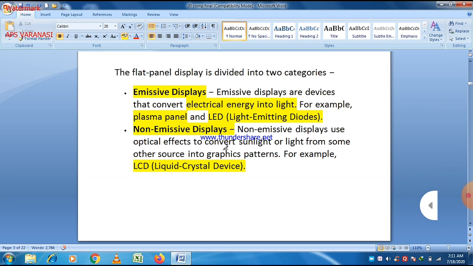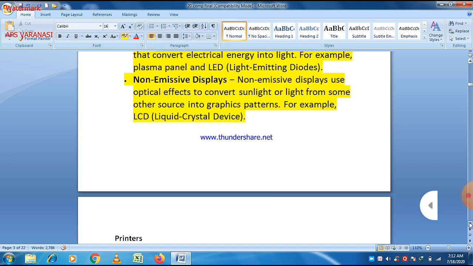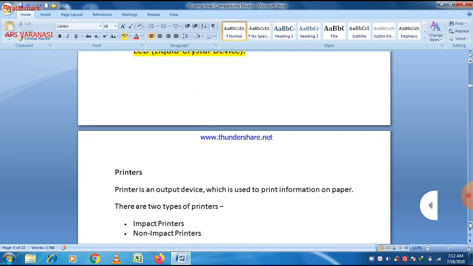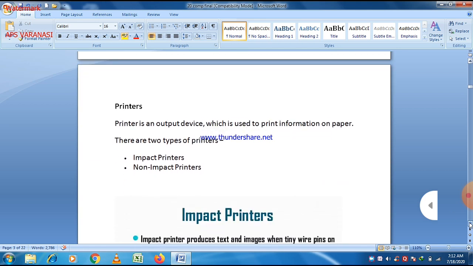Now non-emissive displays use optical effects to convert sunlight or light from some other sources into a graphical pattern. So the basic difference is that emissive display converts electric energy into light, while non-emissive display uses optical effects to convert sunlight or light from other sources into graphical patterns. Remember the examples of emissive and non-emissive display. Plasma panel and LED are examples of emissive, and LCD is the example of non-emissive. So these are the different types of monitors.